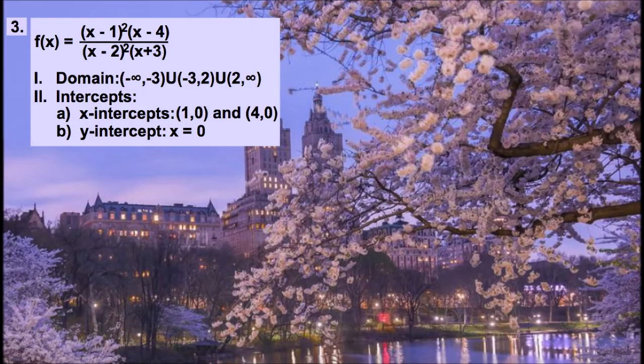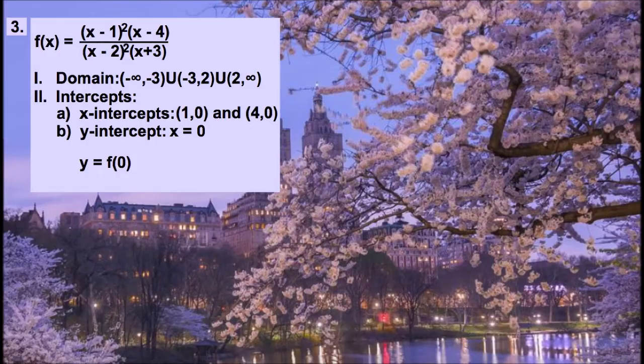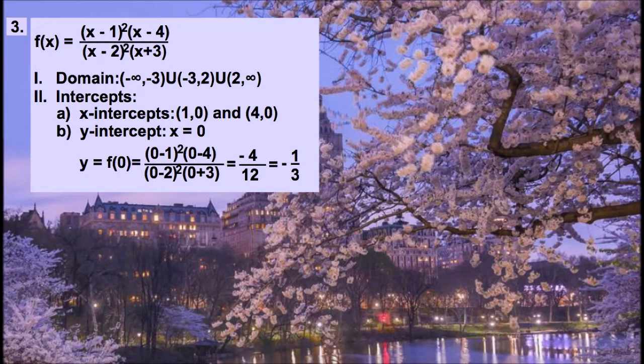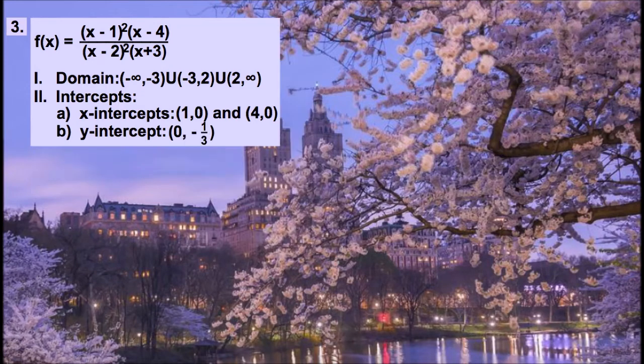Y-intercept occurs when x equals 0. Y equals f of 0, which equals 0 minus 1, everything squared, times 0 minus 4, everything over 0 minus 2, everything squared, times 0 plus 3, which equals negative 4 over 12, which equals negative 1/3. Thus, the y-intercept is the point of coordinates 0, negative 1/3.